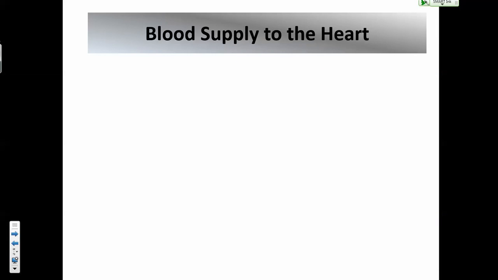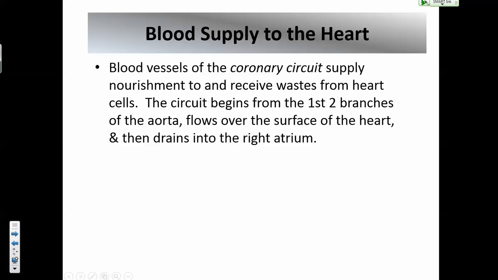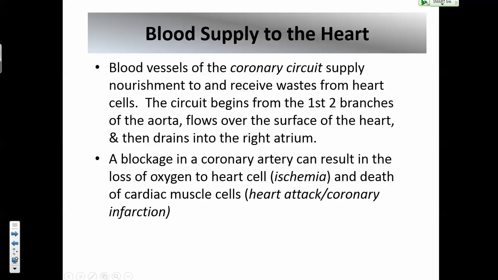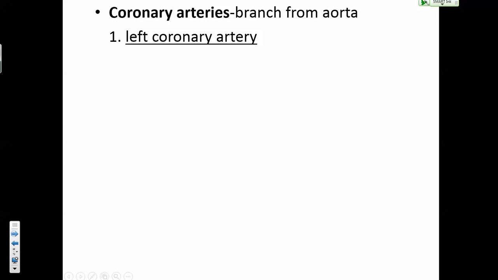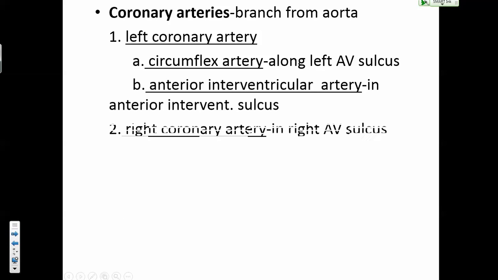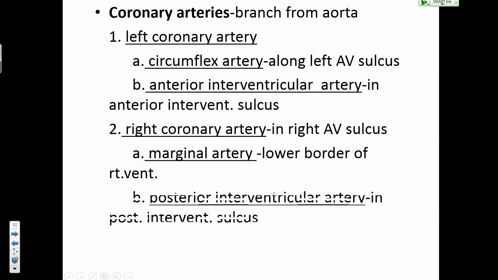So these next few pictures are going to show some of that. We're going to look at some of the blood vessels, not all of them, but the main blood vessels of what we call the coronary circuit. And then we'll come back to these other terms. Okay. So you've got two coronary arteries. You have a right one and a left one.